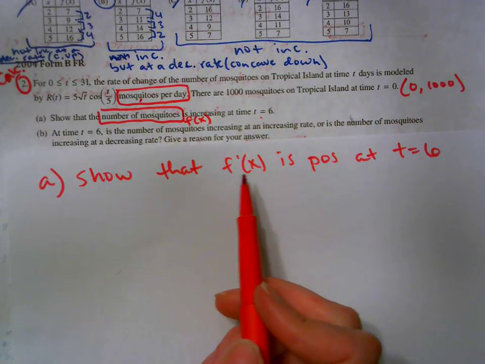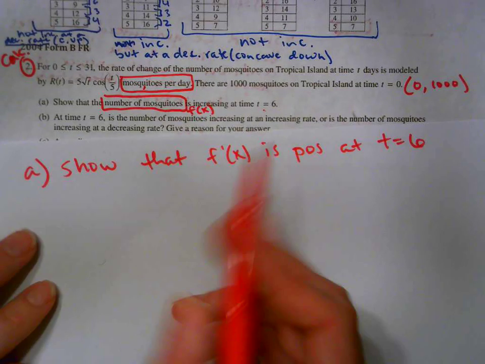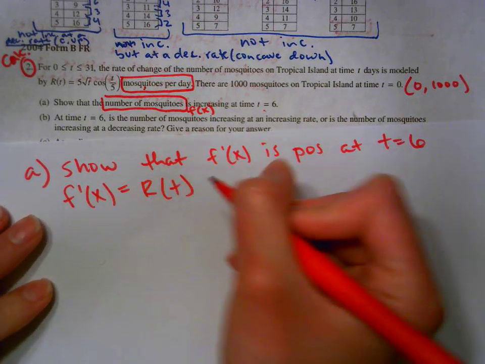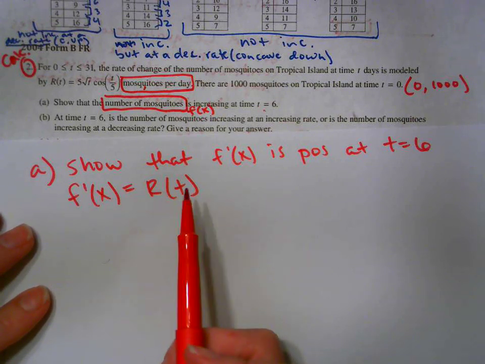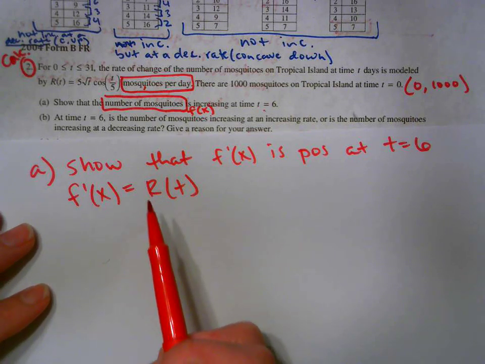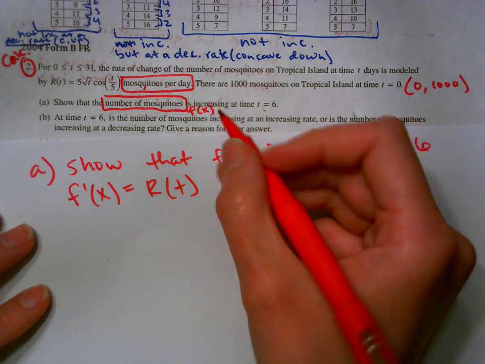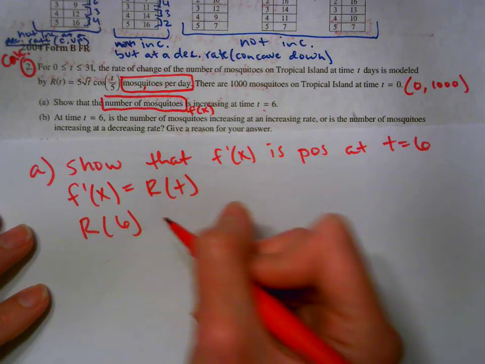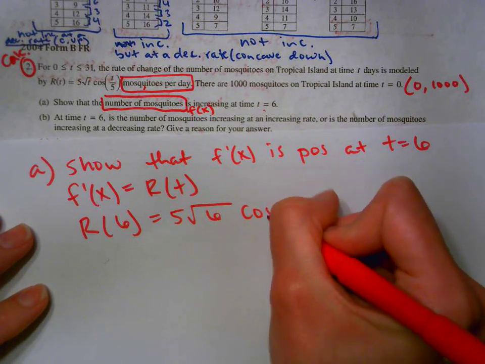If you prefer keeping it f prime, f double prime, you need to define somewhere on your paper that f prime of x equals r of t. If you define that, then you can start referring to r of t as f prime, but if you never write that down, you're going to get it wrong. Or if you're comfortable with different notation, I would just use r of t. So we want to show that f prime is positive, which just means we want to show that r of 6 is positive.